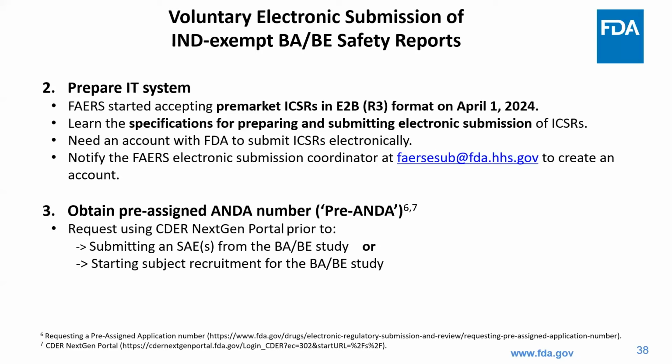Next thing to keep in mind in submitting an IND-exempt BA safety report is to obtain a pre-assigned ANDA number, also known as a pre-ANDA number. This number is requested via the CDER NextGen portal. Instead of waiting until an SAE is observed, it would be ideal to have this pre-ANDA number ready prior to submitting a safety report, or even before recruiting for BABE studies.